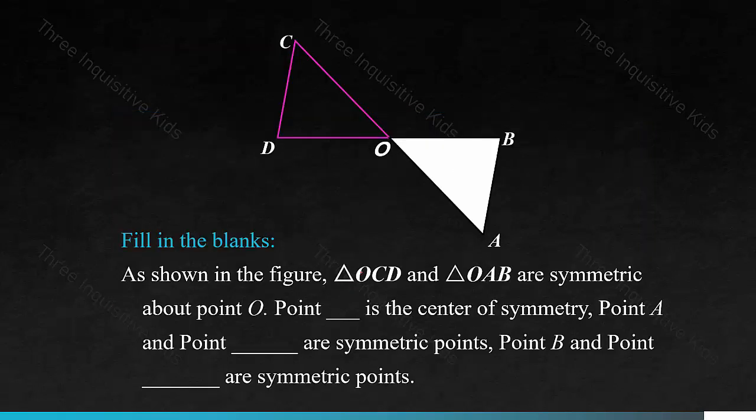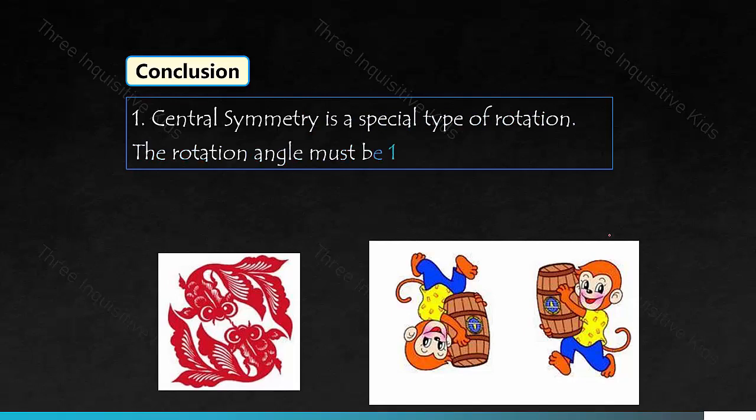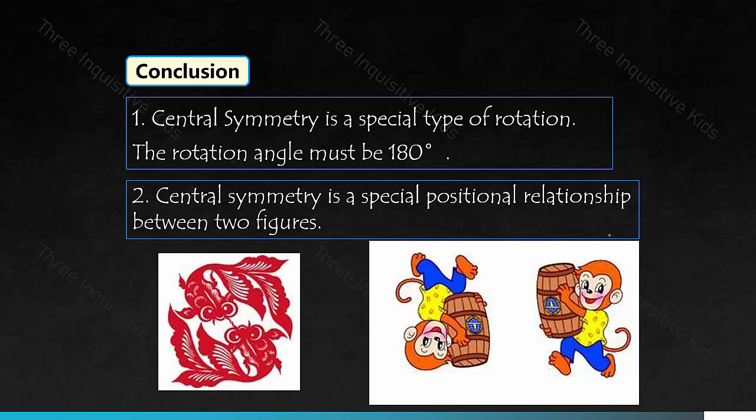As shown in the figure, triangle OCD and triangle OAB are symmetric about point O. Point O in this case would be the center of symmetry. Point A and point C are corresponding or symmetric points. Point B and point D are also corresponding or symmetric points. So central symmetry is a special type of rotation, and the rotation angle must be 180 degrees. And central symmetry is about a special relationship between the position of 2 figures.